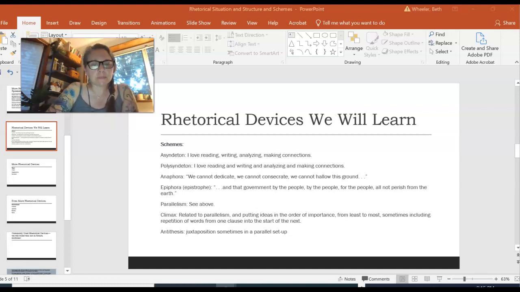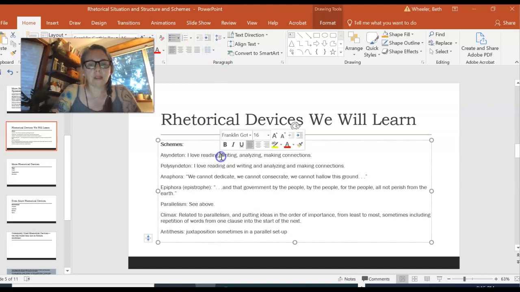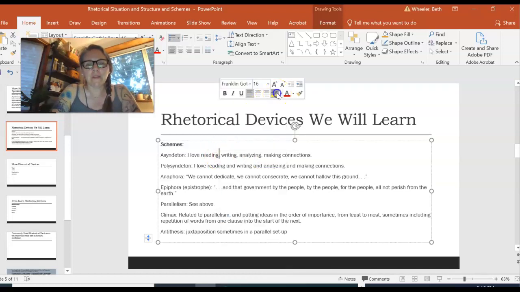Let's start with schemes. These are definitely patterns. Again, sentence patterns or patterns that you can put into paragraphs. And the first two are sentence examples, asyndeton and polysyndeton. So this is an example of my own. Asyndeton, you will notice that I have a comma after each item in my list that I've listed in this sentence.